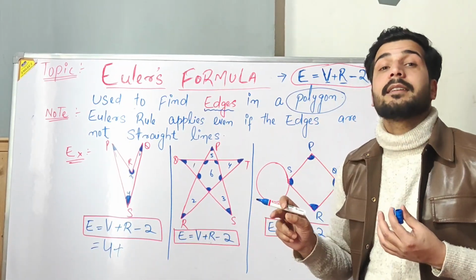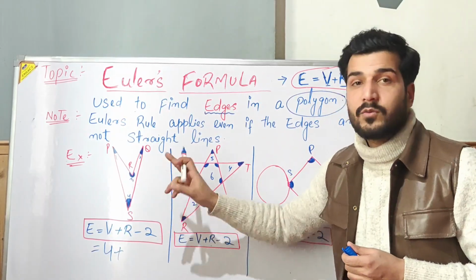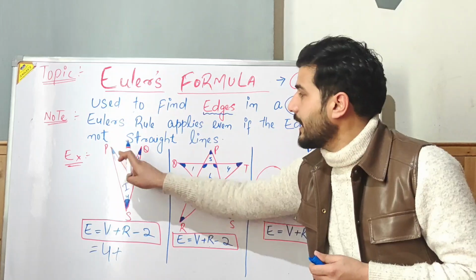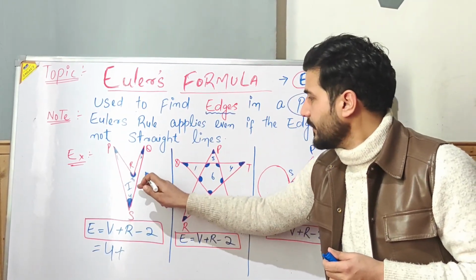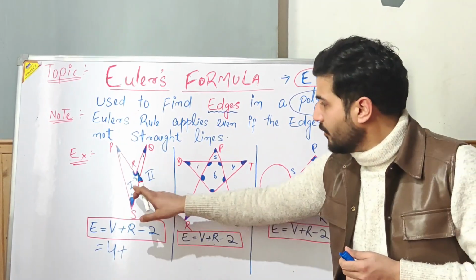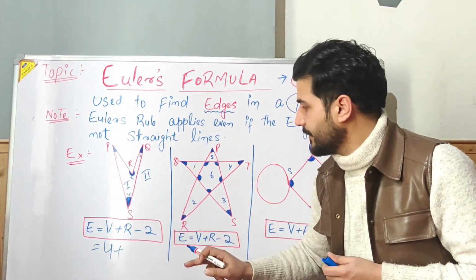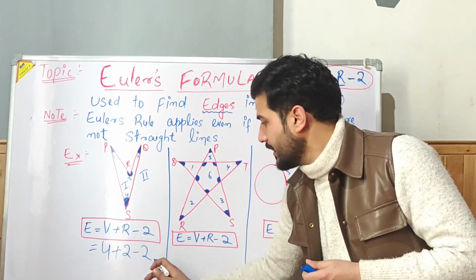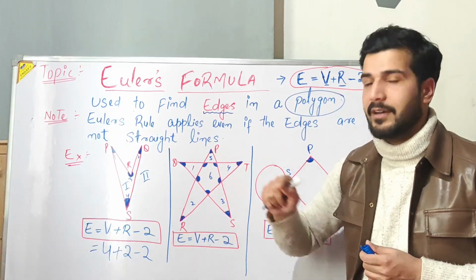This R represents the number of regions, inside and outside. So there is one inside region, that's region first, and outside of this concave polygon, this is the region second. So how many regions are there? First inside and second outside. So in place of this R, we will put 2, and minus 2 is in the formula, right?